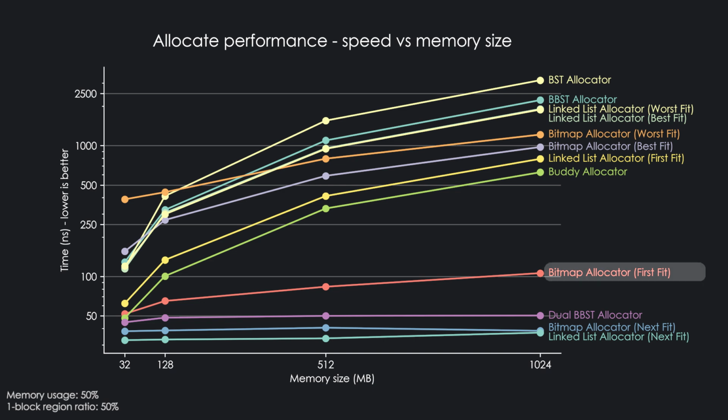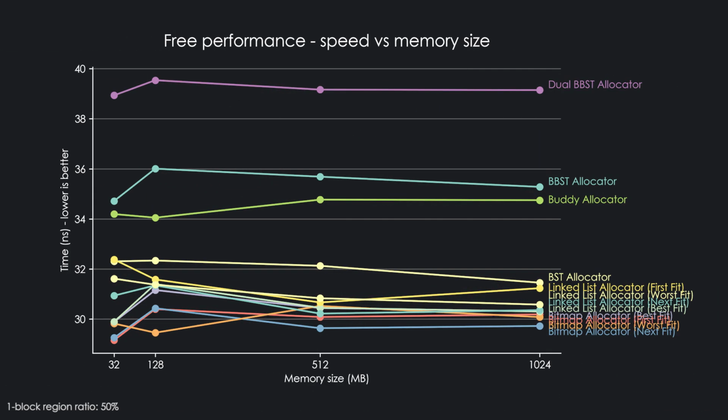The bitmap allocator first fit is only slightly affected by a bigger memory space, with the 1 GB memory only taking double the amount of time of the 32 MB. The rest of the algorithms, though, are significantly affected by memory size. Looking at this chart for the free operations, the times are mostly constant for all the algorithms and don't seem to be affected by memory size.